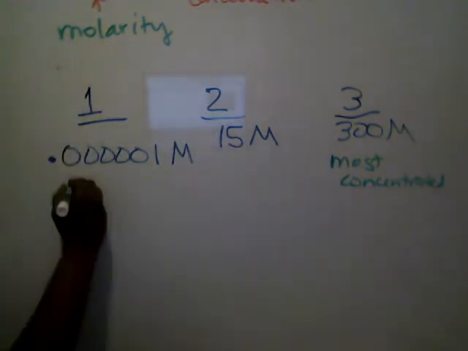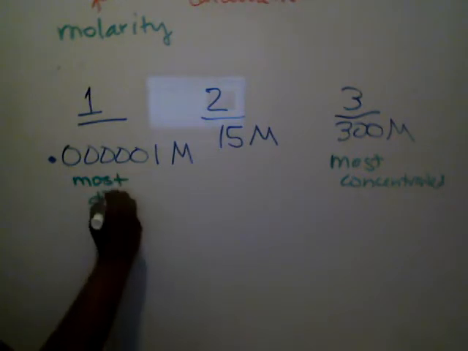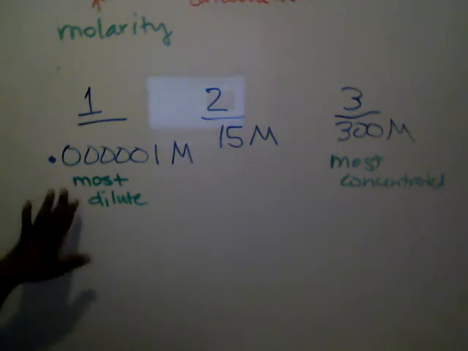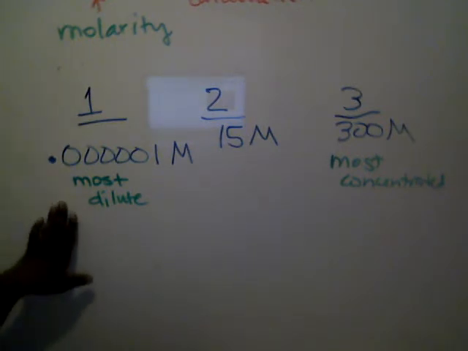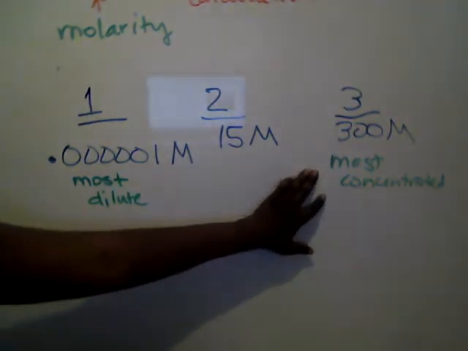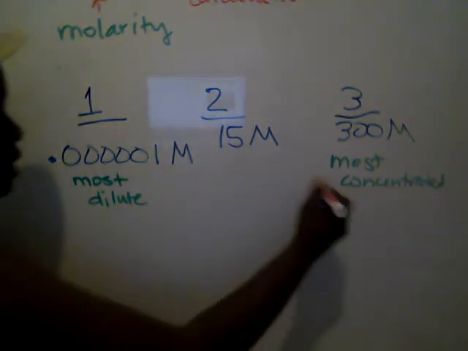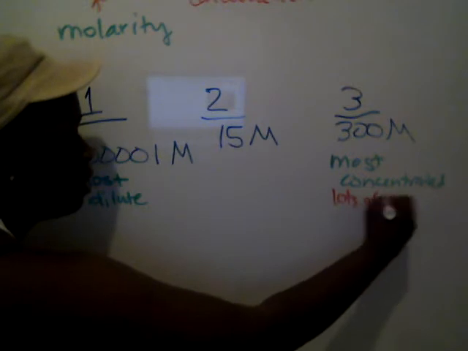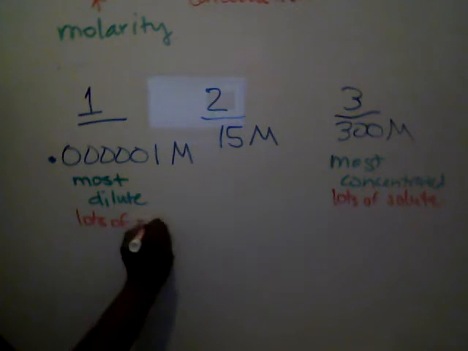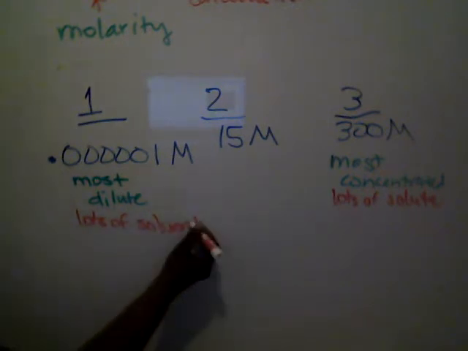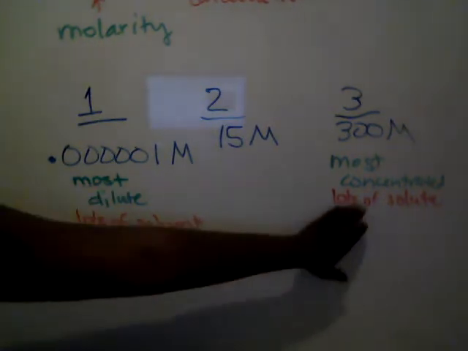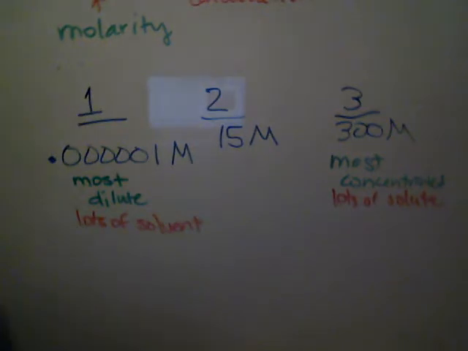This one would be the most dilute. It has the smallest number. So very small molarity numbers means that the solution is dilute. It has a lot of solvent or a lot of water in it. Things that have very high molarity numbers means it's very concentrated. It has a lot of solute. So we can say that it has lots of solute by being concentrated, and this has lots of solvent by being dilute. So a lot of water. So for our lemonade example, this would be something that's very watery, like watery lemonade. This would be very sugary lemonade.